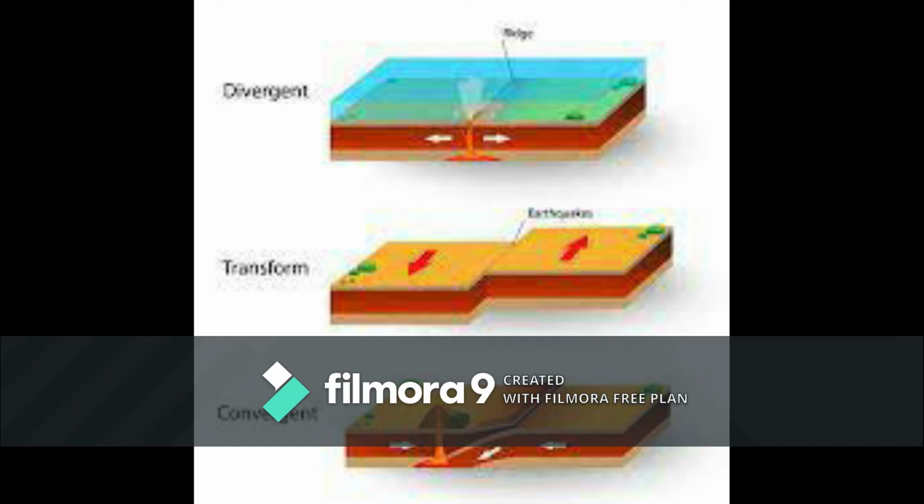Convergent plate boundaries are areas where the tectonic plates move towards each other and at times subduct. They are considered to be destructive as they destroy the lithosphere. Lastly, the transform plate boundaries are areas where the tectonic plates slide past each other and are conservative, meaning they are neither constructive nor destructive.